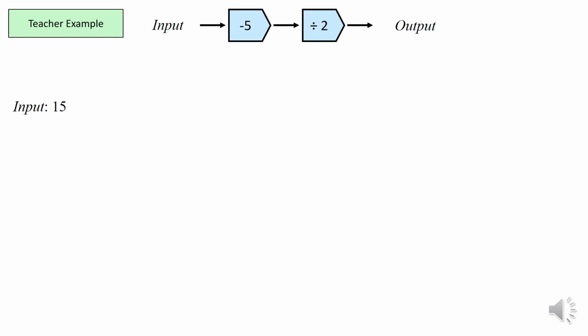So here's another example we can do. We are given an input. What happens to the input is we take away 5, we then divide by 2, and we get left with our output. Now the input in this example is 15. What happens to 15? 15 take away 5 is 10, divided by 2, you get 5.